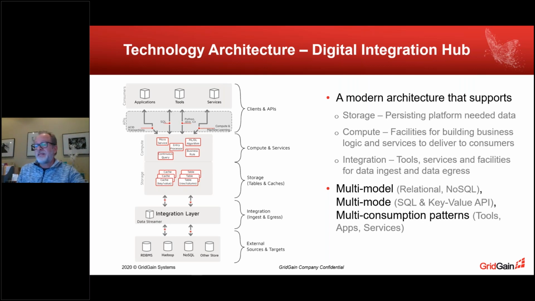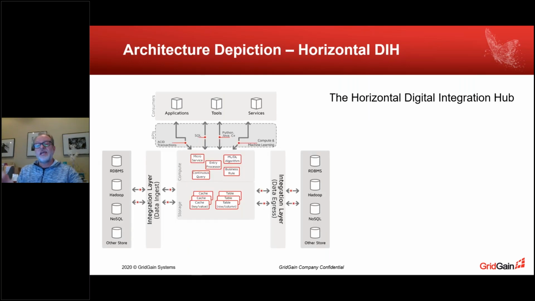Now, when depicting it like this, you get the sort of API-centric approach to things, but we're going to focus on the integration piece of this, which is the bottom 2 layers. So just taking those bottom 2 layers, we're going to create a horizontal pattern or architecture for this, and I'm calling this the horizontal digital integration hub.